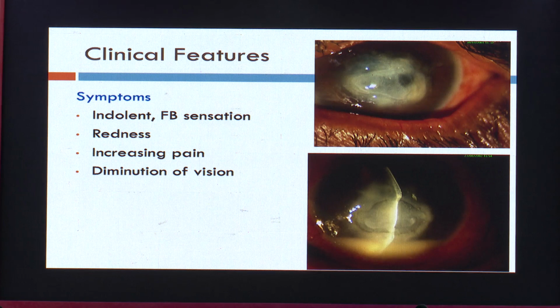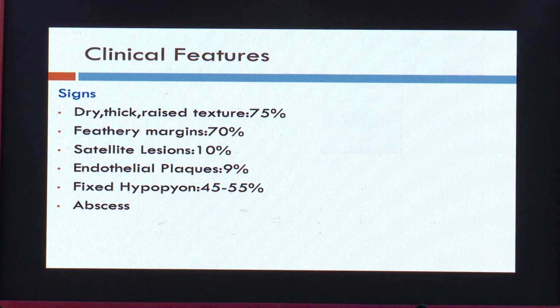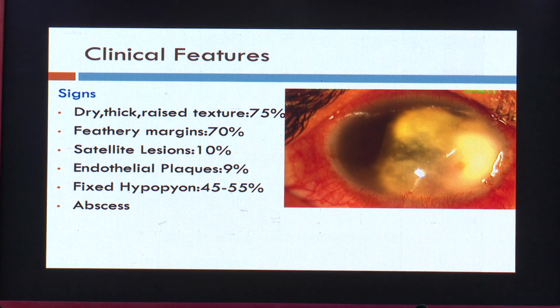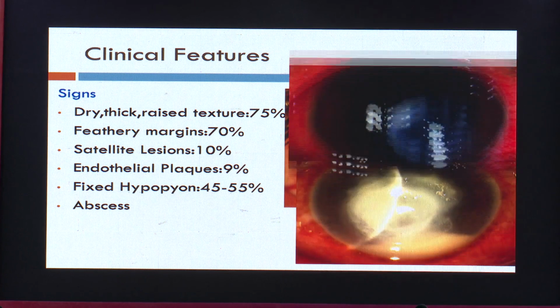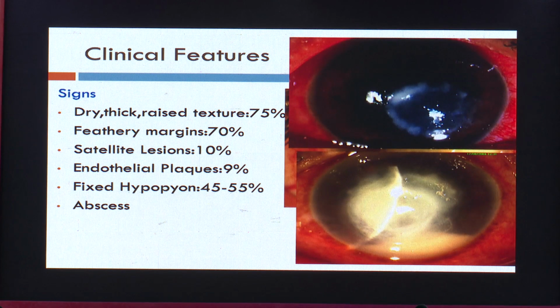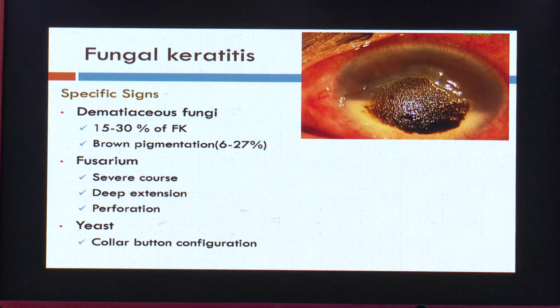There are symptoms such as indolent or foreign body sensation, redness, increasing pain, diminution of vision, and then the classical picture of dry, thick, raised texture with feathery margins, satellite lesions, endothelial plaques, and a fixed hypopyon, which help you to clinically diagnose it. And then sometimes you have dematiaceous fungi such as this, where the pigment decreases when you treat it. Fusarium tends to have a severe course with deep extension and perforation, and East tends to have a collarbutton configuration.